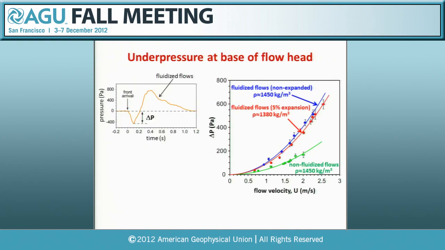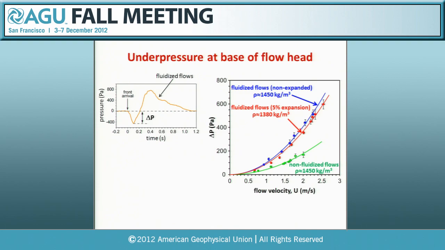So we measured the pore pressure at the base of the sliding head of the flow. This is a graph showing the pressure as a function of time. Zero pressure corresponds to the atmospheric pressure. The sliding head of the flow generates first a relative underpressure of maximum amount delta P. In case the flow is initially fluidized, of course, the body of the flow generates a positive pressure.